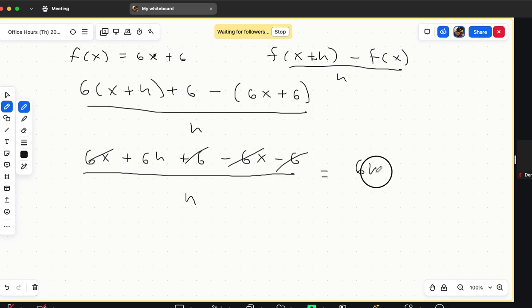So now I'm left with 6h over h. I can reduce the h's. That should always happen if you do this right. And we're left with 6.